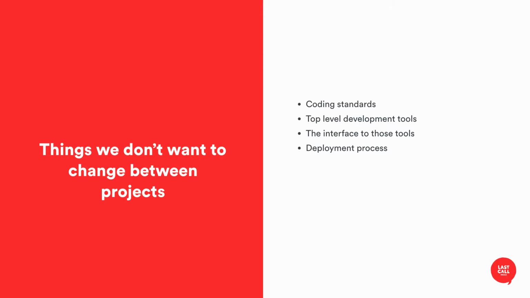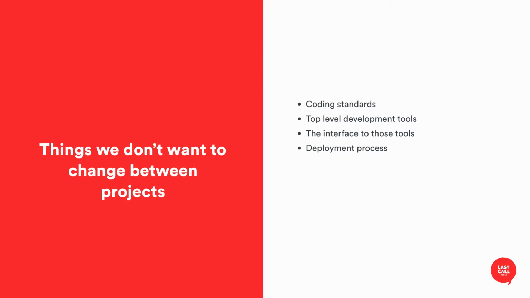These are things that we don't want to change between projects. In other words, we work on 50 different projects in a year probably. And so we want to have a consistent set of coding standards. We want to have a consistent set of development tools that we use, things like Drush and Gulp, whatever. And we wanted the interface to those tools to remain the same.